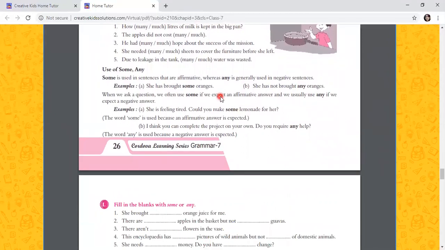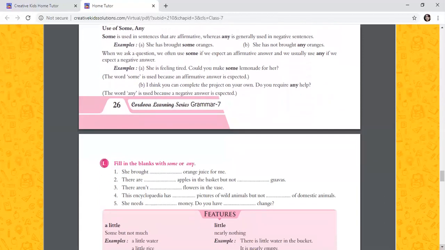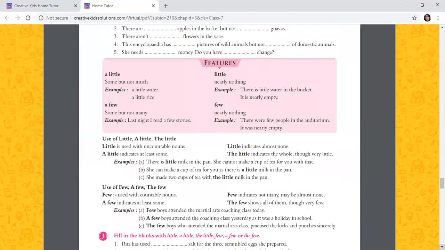Then uses of any and some. Some is used in sentences that are affirmative, whereas any is generally used in negative sentences. In case of affirmative sentences, we have to use some, and in case of negative sentences, it will be any. So now you get to know the uses of some and any.